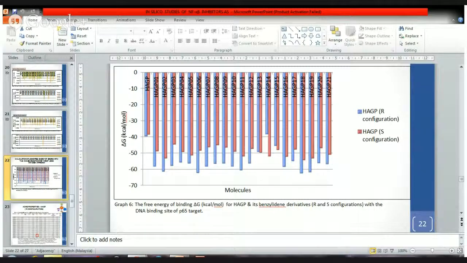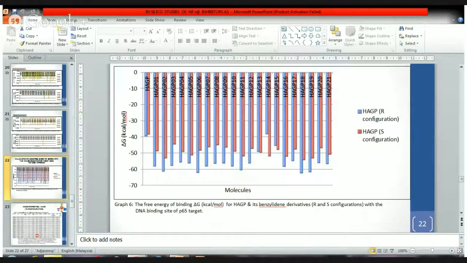Because in this case, I'm focusing on Alzheimer's disease. There is an article showing that in a post-mortem study of Alzheimer's disease patients' brains, they found that the level of P65 is much higher. So it is assumed that P65 is the one responsible for the Alzheimer's disease condition. So we want to find molecules that can possibly inhibit P65.